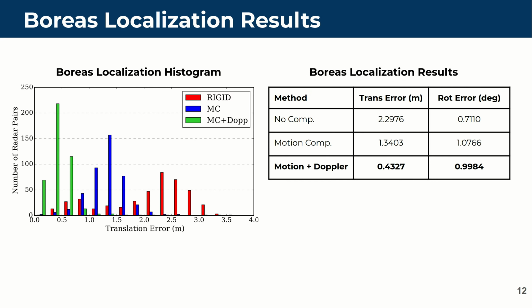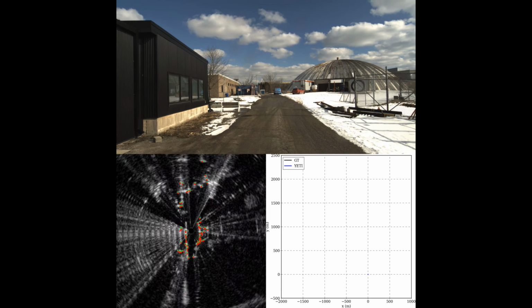The table on the right summarizes these results in a quantitative fashion, where again, we see that there are large reductions in error when compensating for motion distortion alone, and both effects together.